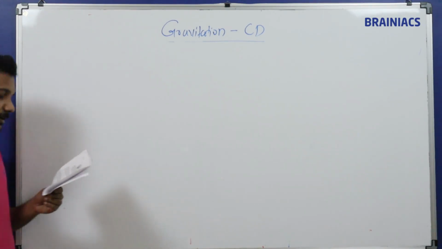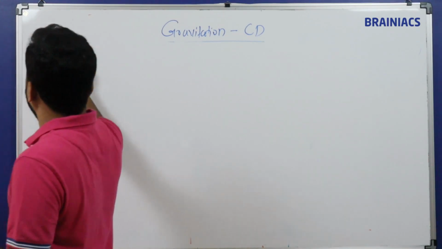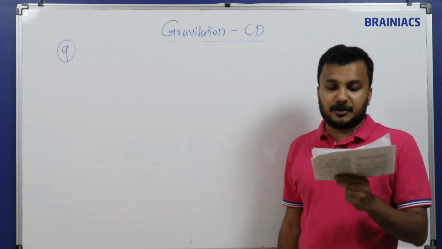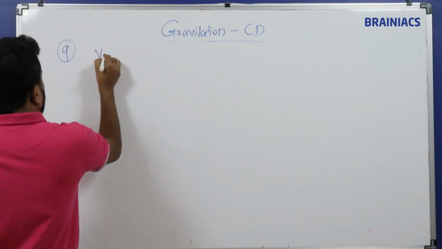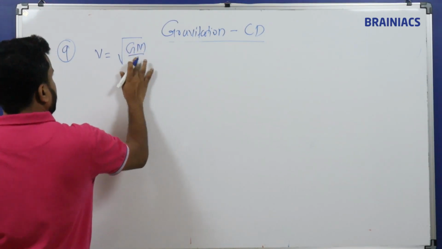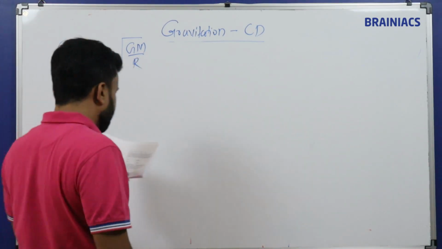Okay. Orbital velocity of a satellite. We are going to talk about the 9th question. Orbital velocity of an artificial satellite in a circular orbit very close to the Earth will be equal to V. So orbital velocity is equal to root of GM by r. Very close to Earth means Earth's radius we will take.